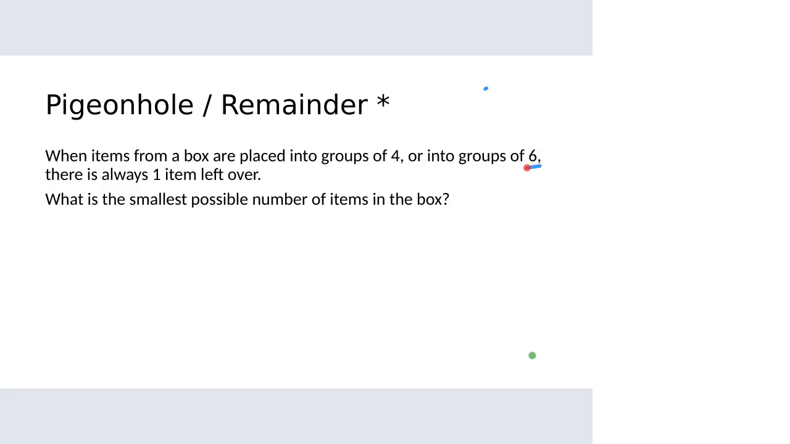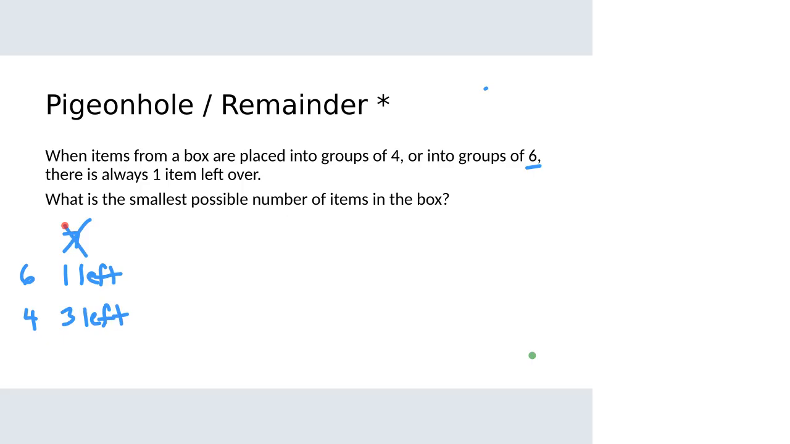And we're going to say, well, I need one left over from 6, so I'm going to try 7. And as far as 6 go, I have one left over. As far as 4 goes, well, I'd make a group of 4, and then I would have 3 left over. So that didn't work. So 7's no good.